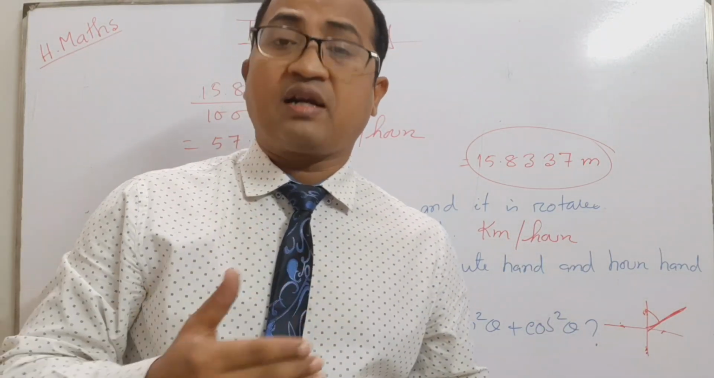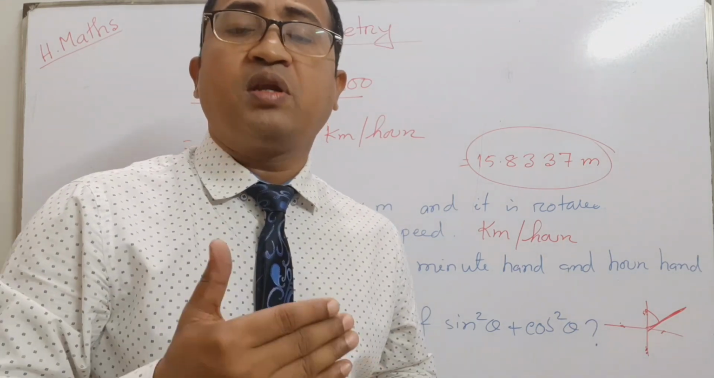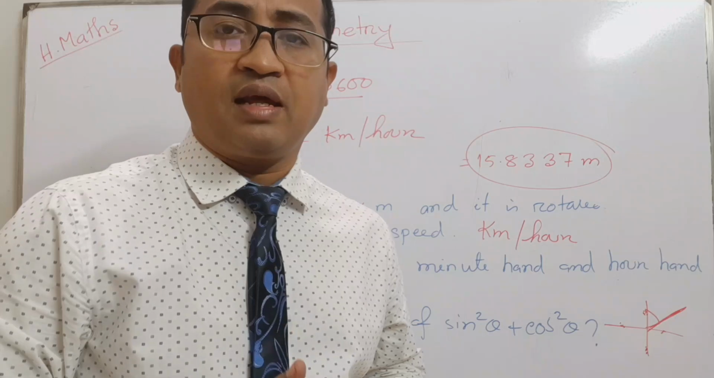So if you want to find out the speed, at first you should find out the circumference of the wheel, and the circumference means the length it passes when it rotates one time.